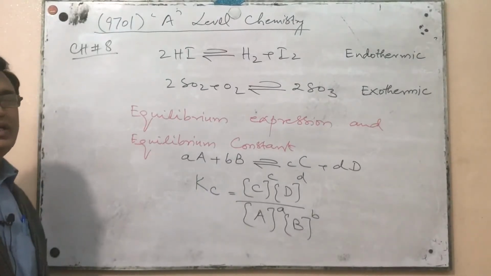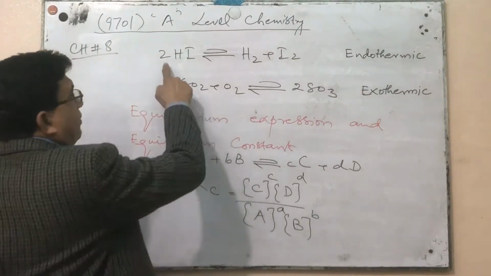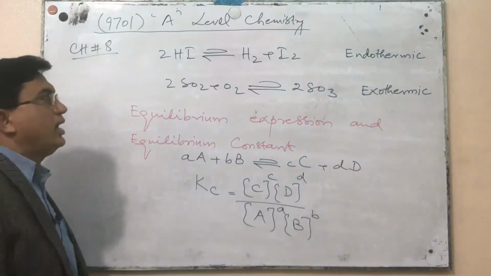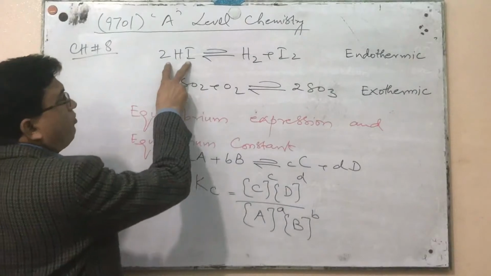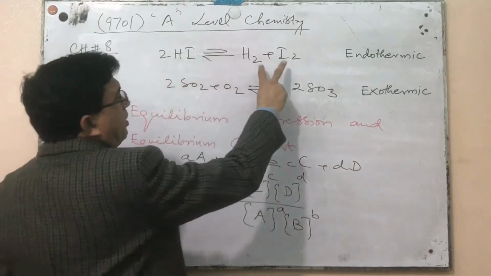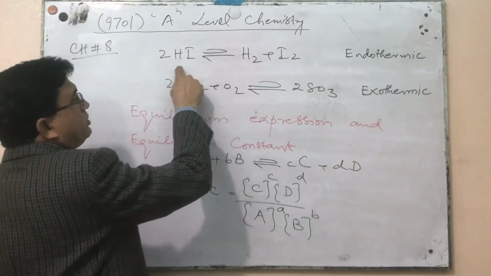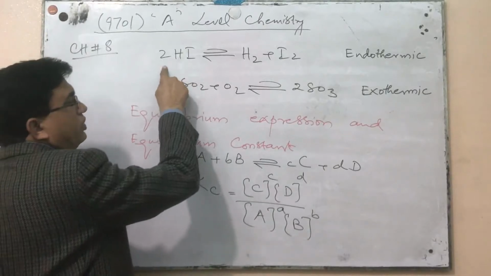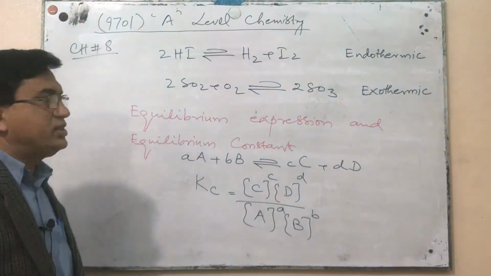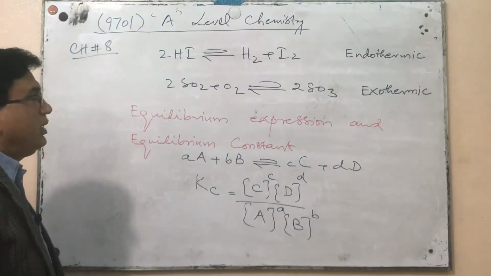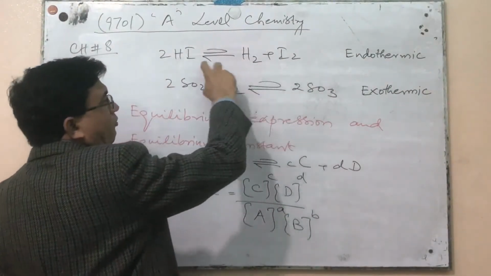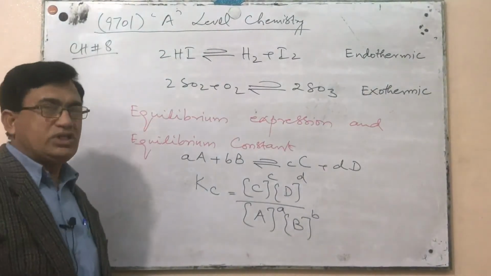Now, if we discuss the effect of pressure, in the first equation for the decomposition of hydrogen iodide, the number of moles of the reactants and the products are equal. The number of moles of hydrogen iodide is 2 and the number of moles of these two products is also 2. That's why, as the volumes are the same, there will be no effect of pressure in case of the first equation.